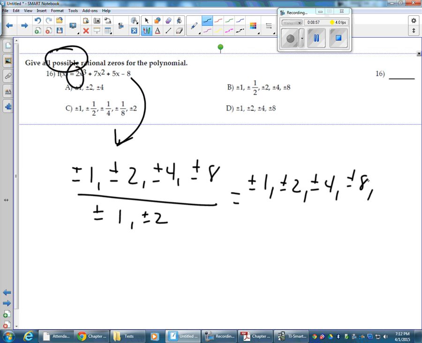1 divided by 2 is 1/2. 2 divided by 2 is 1, which I already have. 4 divided by 2 is 2, which I already have. 8 divided by 2 is 4, which I already have. So these are my possibilities: 1, 2, 4, 8, and 1/2. So it looks like my answer is B, plus or minus each of those terms. Let's see what we have next and see if I can do one more.